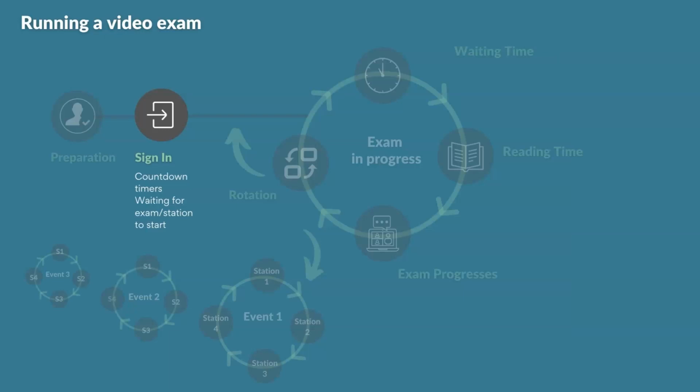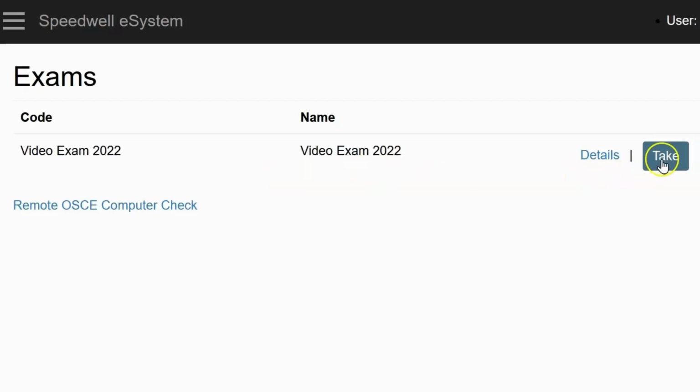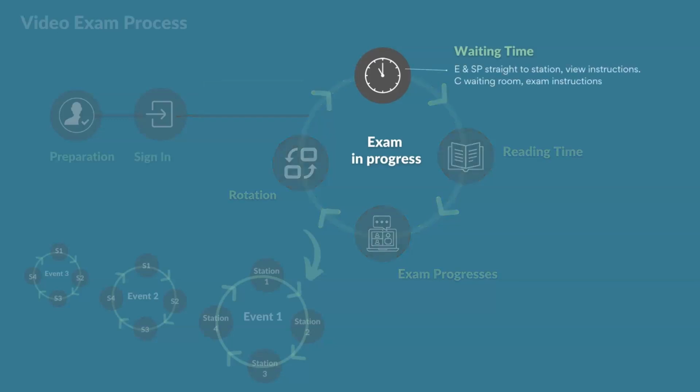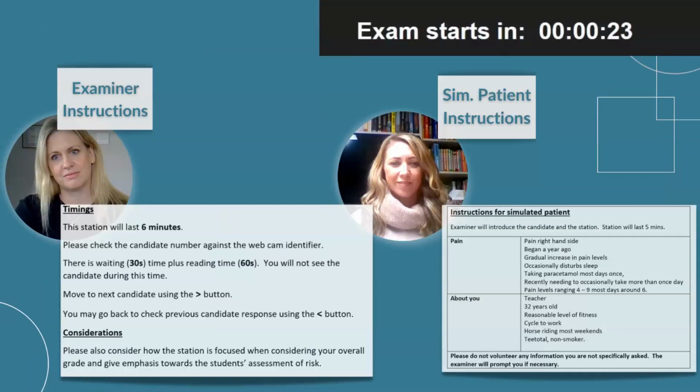Each exam participant will sign in in plenty of time, browse to the URL they've been given, and use the username and password they've received to sign in and access their event. Whilst waiting for the first station in their event to start, every candidate is held in their own waiting room and can see a waiting room message. The examiners and any simulated patients are sent straight to their allocated station and can immediately read their instructions. The timer at the top of the screen counts down to the exam start time.